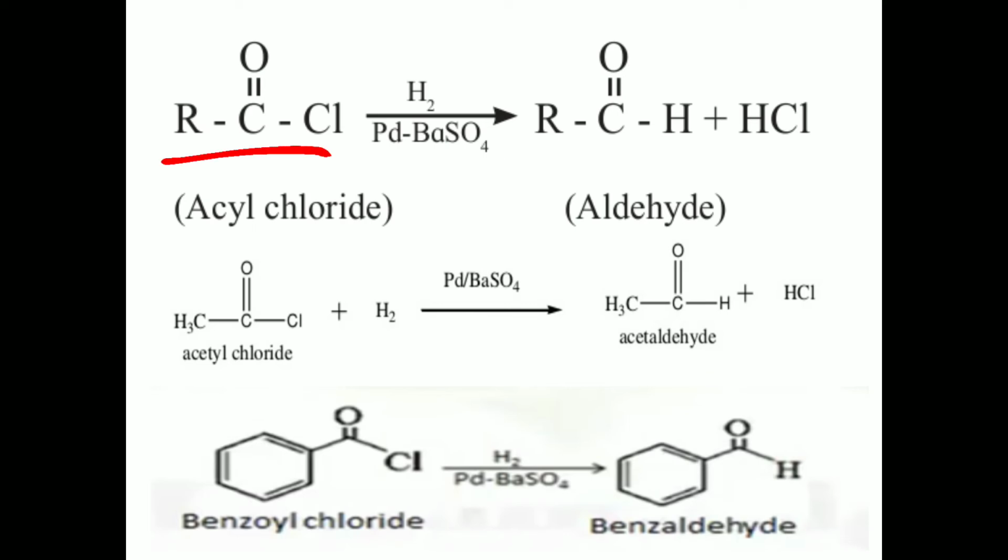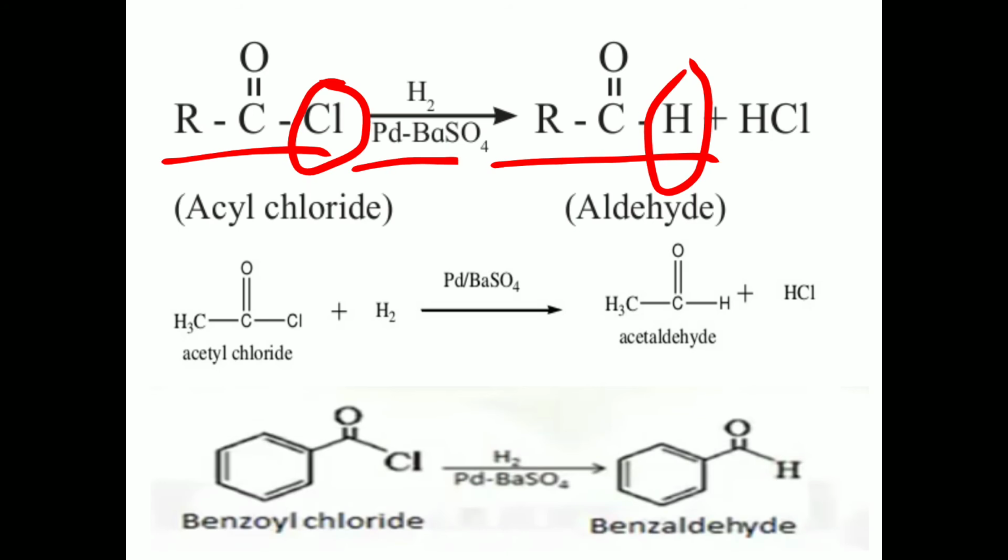It can be converted into the aldehyde, that is RCHO. Now we get the change here, that means the Cl group has to be changed into H. For this we use H2 in presence of the palladium catalyst, which is in presence of barium sulfate. Now one H reacts with this Cl and HCl is formed, and the remaining H is attached to this carbon atom, and we get the aldehyde. That means acyl chloride is converted into the aldehyde.